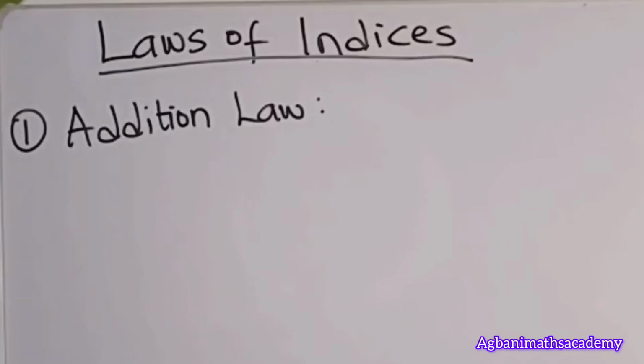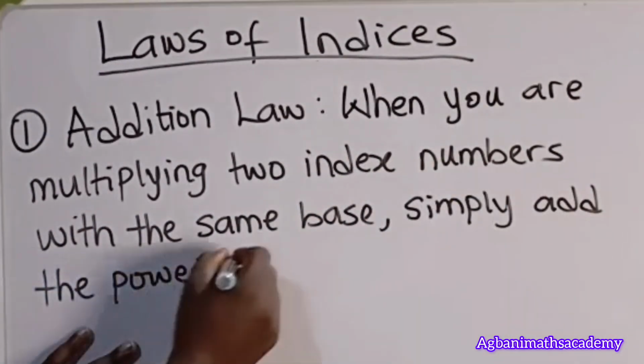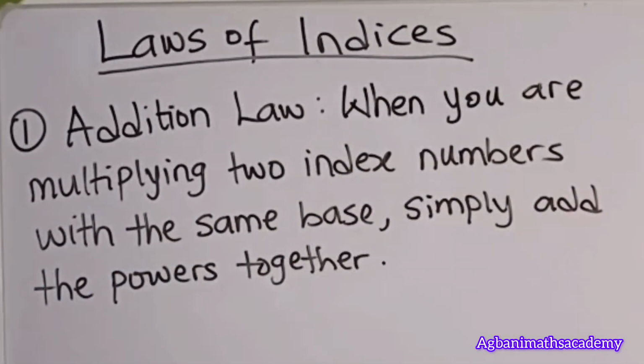Okay, so if you have a question where you're expected to multiply two index numbers that have the same base, all you need to do is add the powers. So when you're multiplying two index numbers with the same base, all you need to do is simply add the powers.